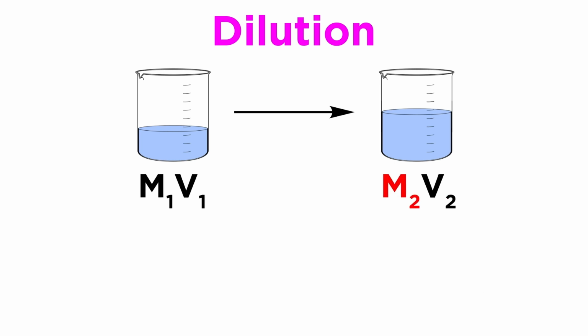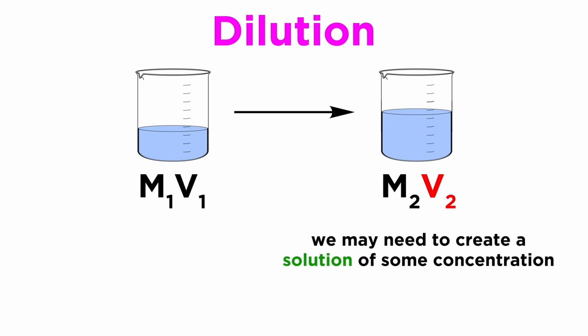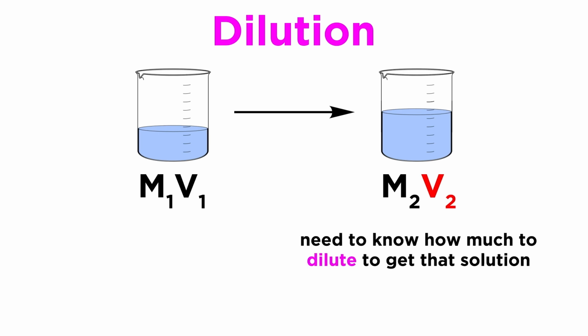So we can use this equation to solve for the final concentration of a diluted solution, but more often than this, we will need to solve for the final volume of a diluted solution. This is because we will very frequently need to create a stock solution of a particular concentration to be used in an experiment. So we will need to know what volume to dilute the stock solution to in order to get a solution of the desired concentration.